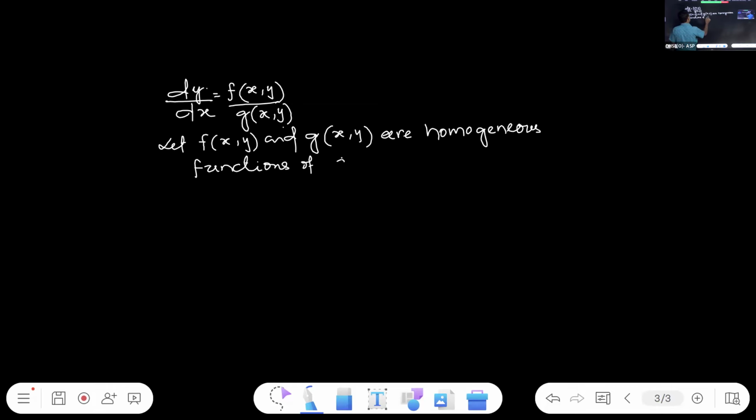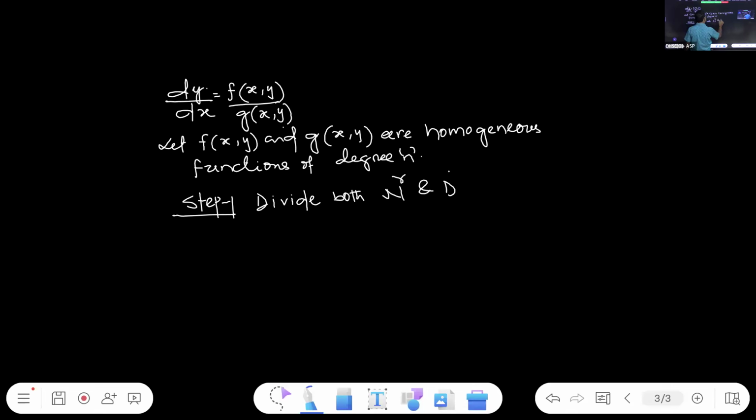Step 1, divide both numerator and denominator of the right hand side by x to the power n. Then it will be a function of y by x.